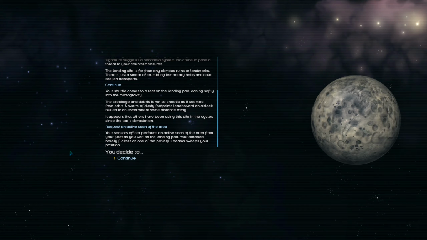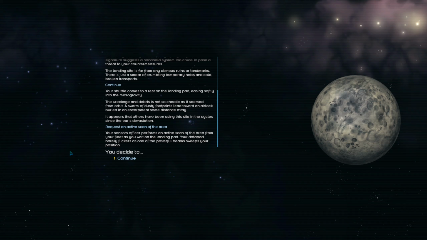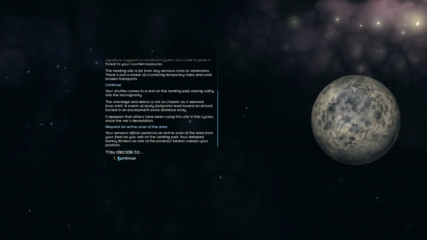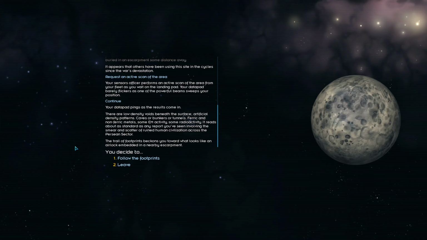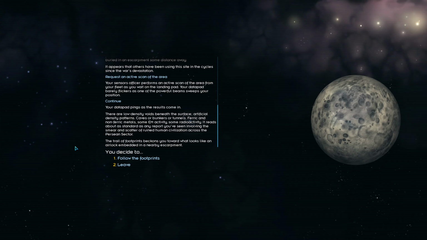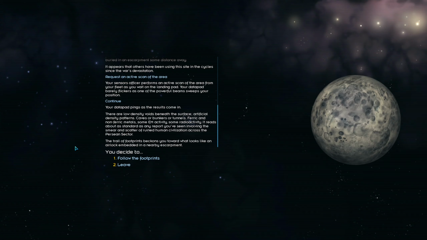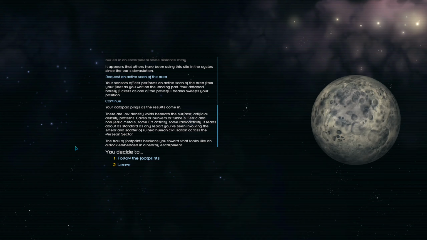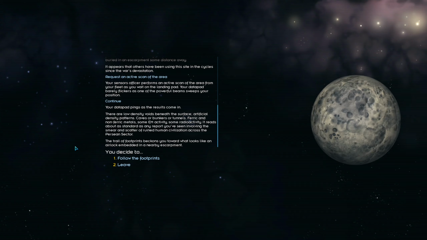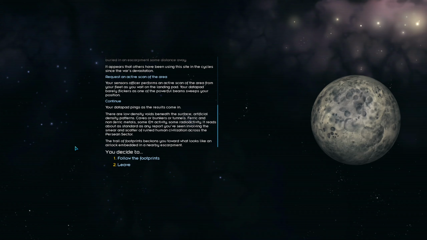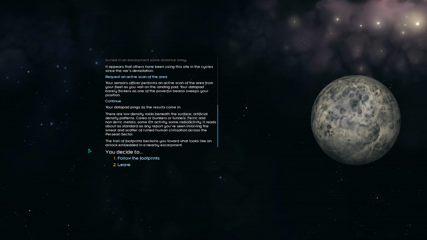Your sensors officer performs an active scan of the area from your fleet as you wait on the landing pad. Your data pad barely flickers as one of the powerful beams sweeps your position. Your data pad pings, the results come in. There are low density voids beneath the surface, artificial density patterns, caves or bunkers or tunnels, ferric and non-ferric metals, some inactivity, some radioactivity. It reads about as standard as any report you've seen involving the smear and scatter of ruined human civilization across the Persian sector. The trail of footprints beckons you toward what looks like an airlock embedded in a nearby escarpment. Let's follow.